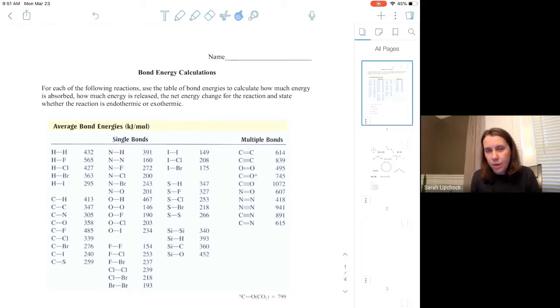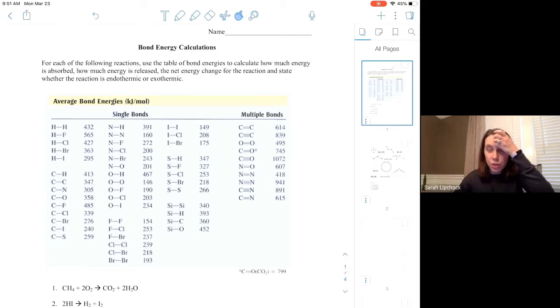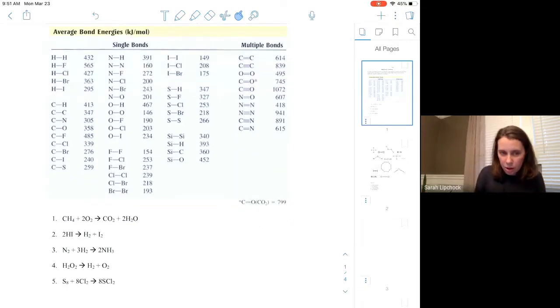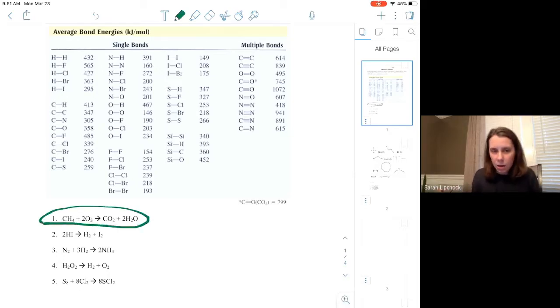All right, so this table here is a list of known bond energies. So this is how much energy it takes to break a particular bond, or also the amount of energy you get back if you form that particular bond, or the amount of energy released. Okay, so we're going to start with this question here. The number 1, that's what we're going to work on today as a group.